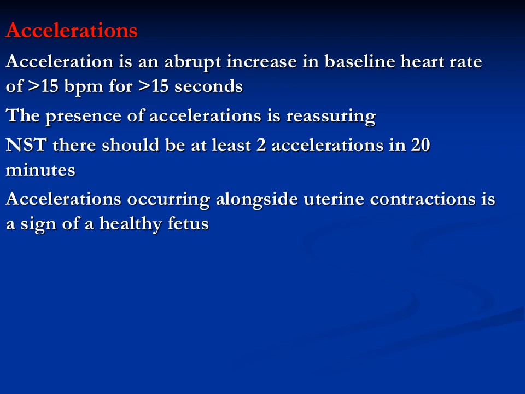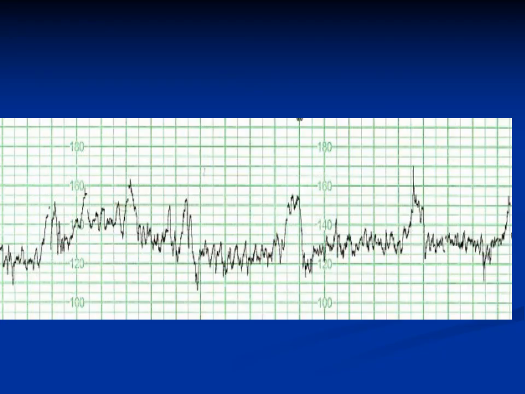Acceleration is an abrupt increase in baseline rate of more than 15 beats per minute for more than 15 seconds. Abrupt increase over the baseline. For example, if the fetal heart baseline is 130, it should reach 145. The presence of acceleration is reassuring. In a non-stress test, there should be at least 2 accelerations in a 20-minute record. Accelerations occurring with uterine contractions are a sign of a healthy fetus.